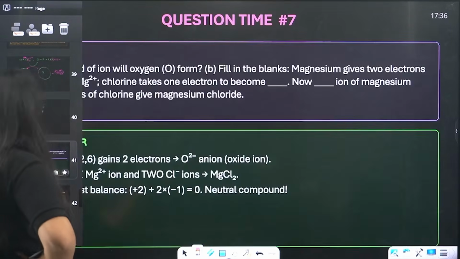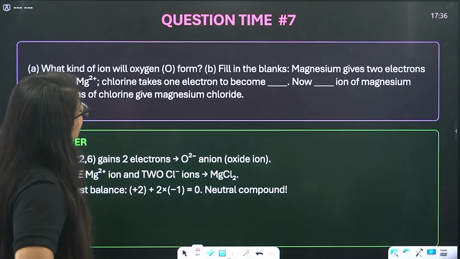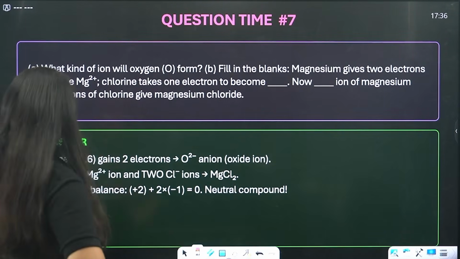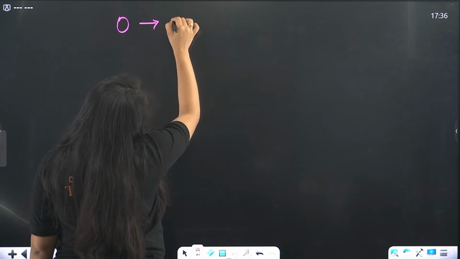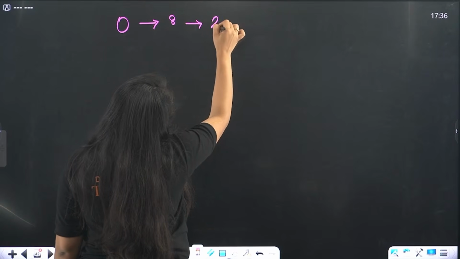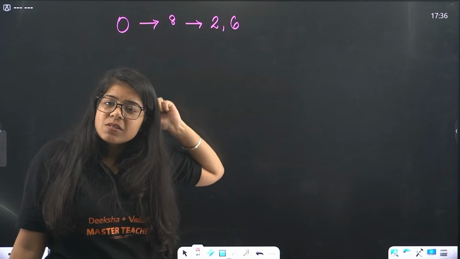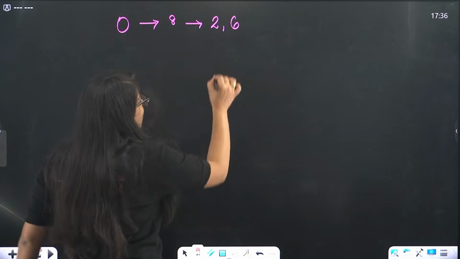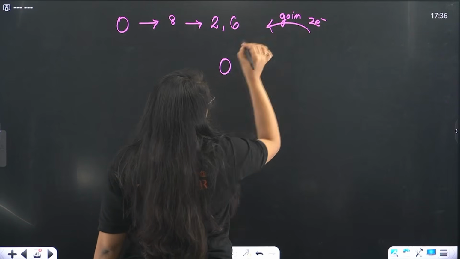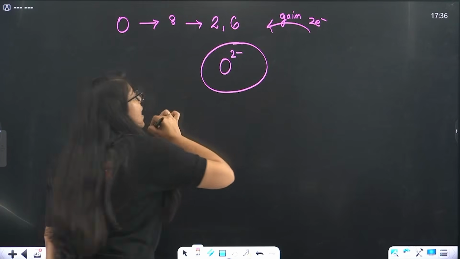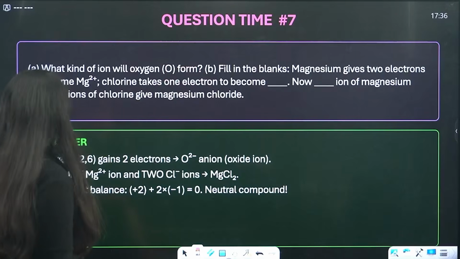Done? Okay, let's do one question. What kind of ion will oxygen form? Fill in the blanks. We have to see what kind of ion oxygen forms. First, what will we do? The atomic number of oxygen is what? It's simply 8. And what's the electronic configuration? 2, 6. So will it lose 6 electrons or will it gain 2 electrons? It will gain 2 electrons. So 2 negative will be the ion of oxygen. Understand? Now magnesium gives 2 electrons to become Mg plus 2.